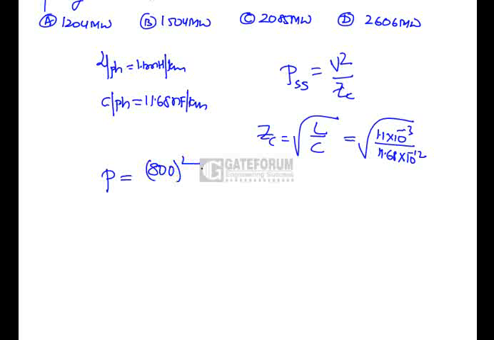Since we have to find in megawatt, the unit will be 800 into 10 power 3 whole square, which is 800 square into megawatt divided by ZC. Okay, you will get the answer as 2085 megawatt, which is option C.